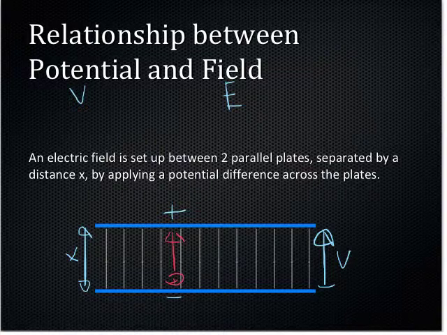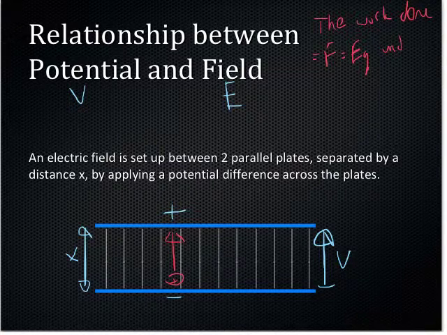So the work done is equal to, so F equals EQ is the force on it, and work equals Fx, where x is the distance from one side to the other. So that makes work equal to EQx.